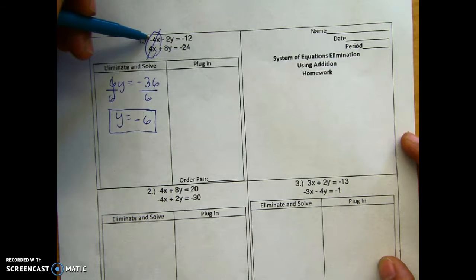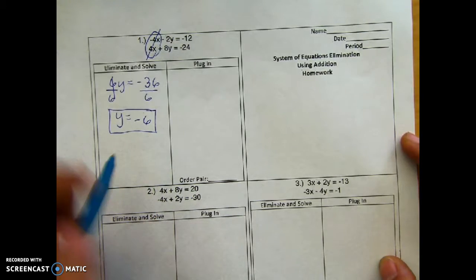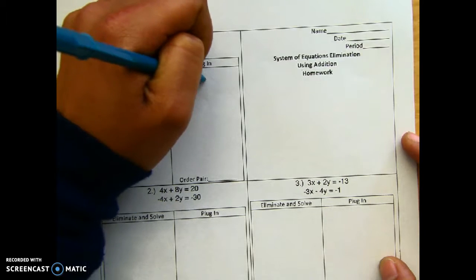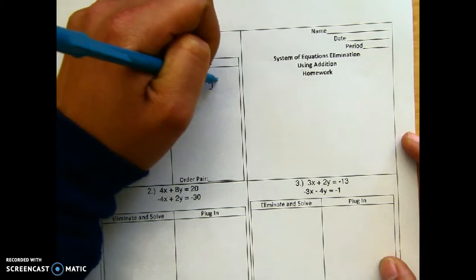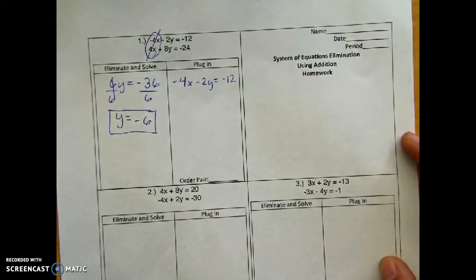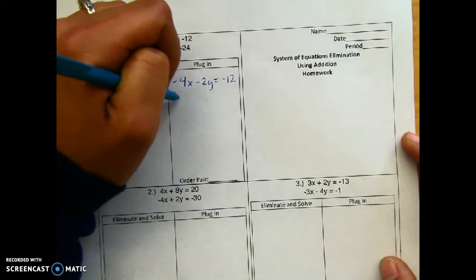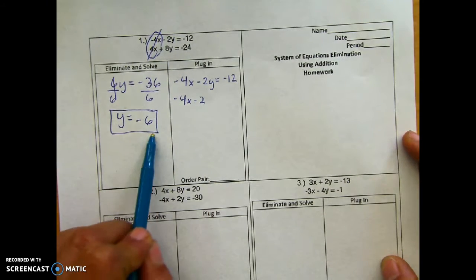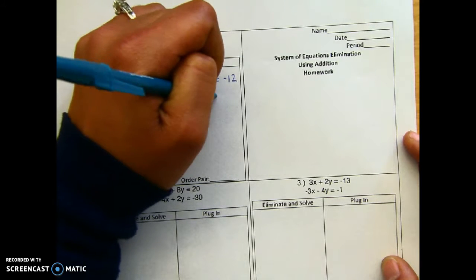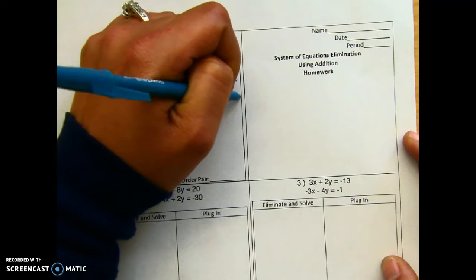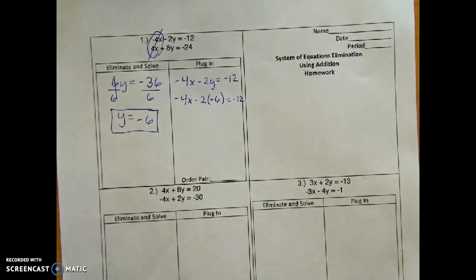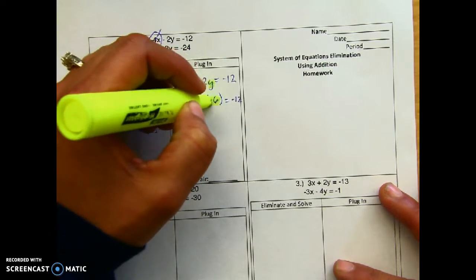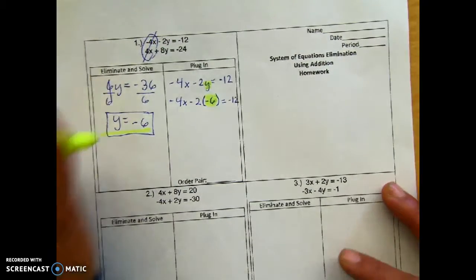I can choose any one of these equations to plug in my y. So I'm going to choose the top one. -4x minus 2y equals -12. -4x minus 2. Now I see y. I'm going to plug in my -6. The plug-in is the part that students get confused. Whatever you solve for here, I solve for y, that's where I put the -6, okay? Because my answer is here. I solve for one of them.